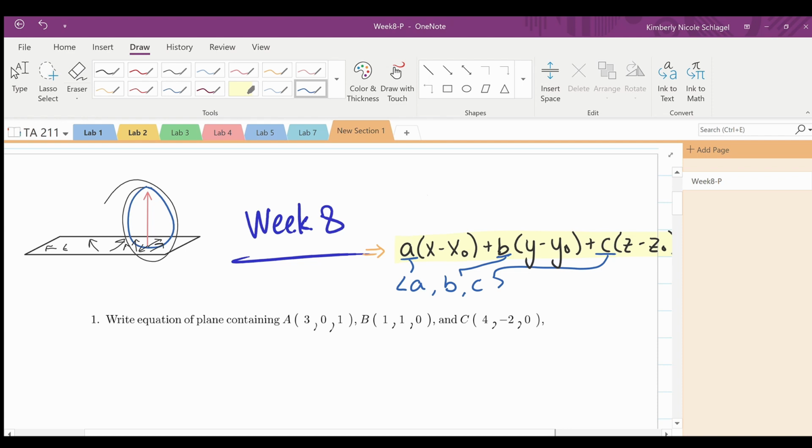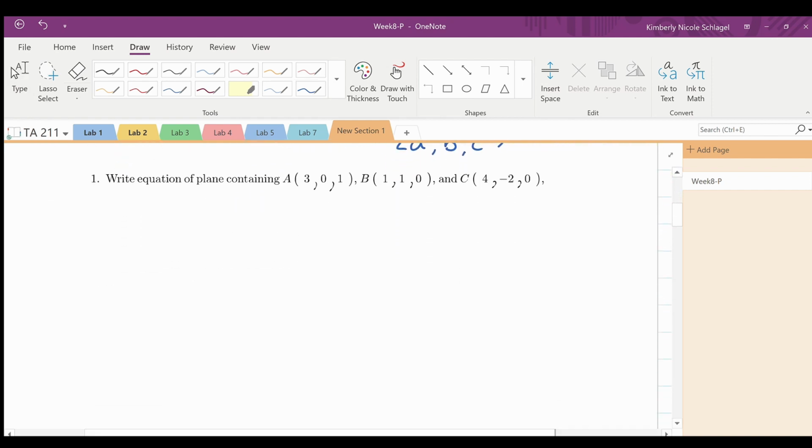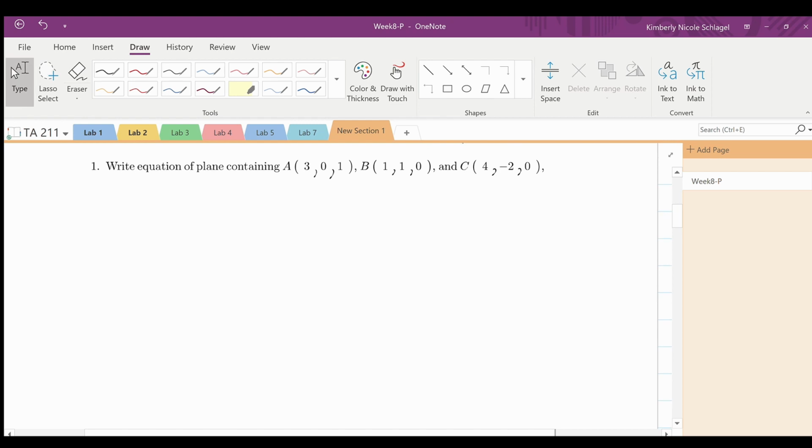So we need to find that, and the way that we find it is by taking a cross product. If we have 2 vectors in here and we want to find out which vector is perpendicular to both of them, we take the cross product of them. That's just a property of the cross product. It gives us a vector which is perpendicular to both vectors that we cross together.